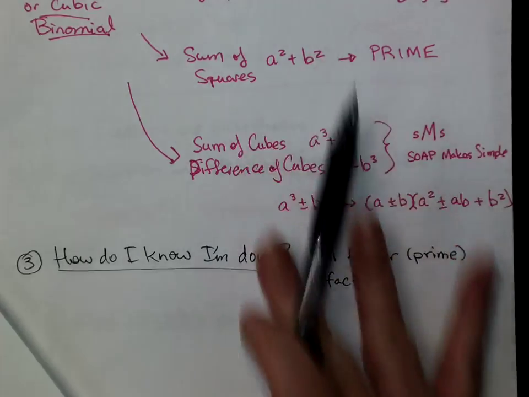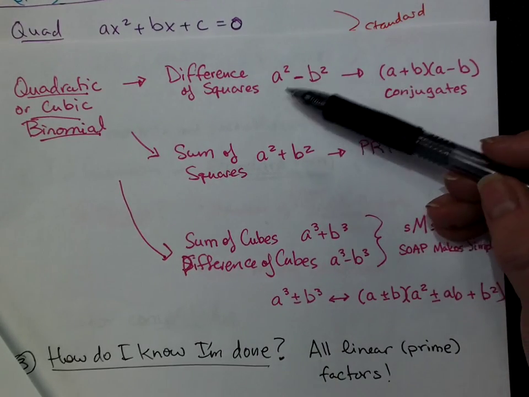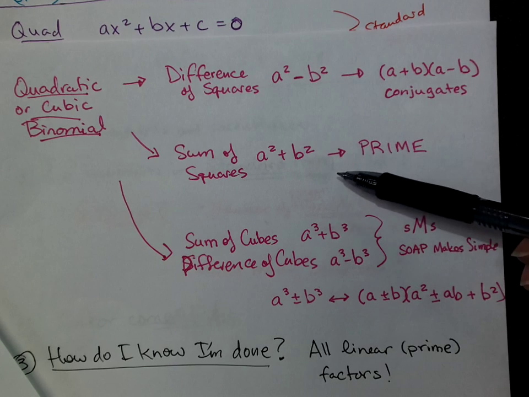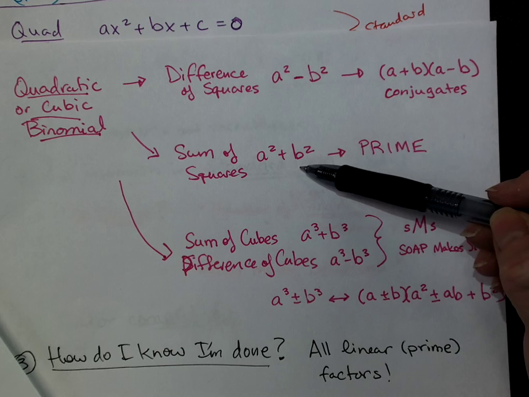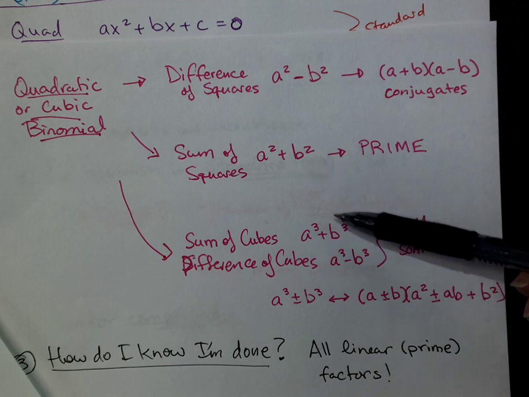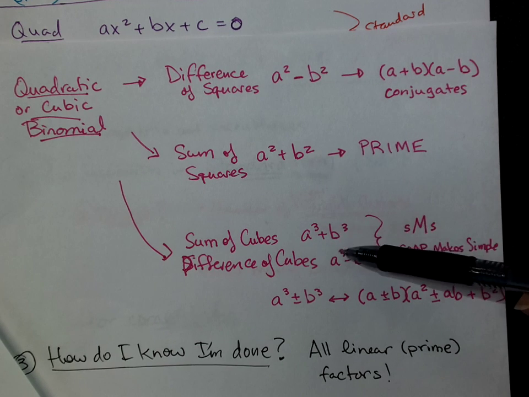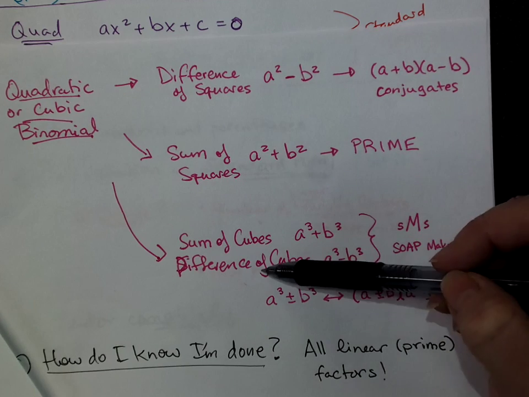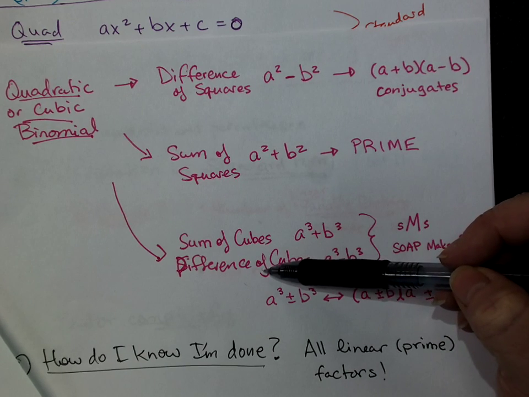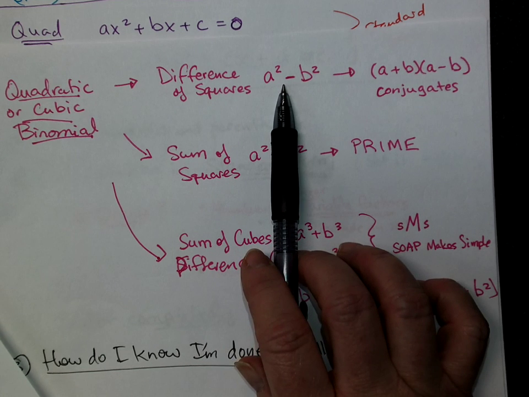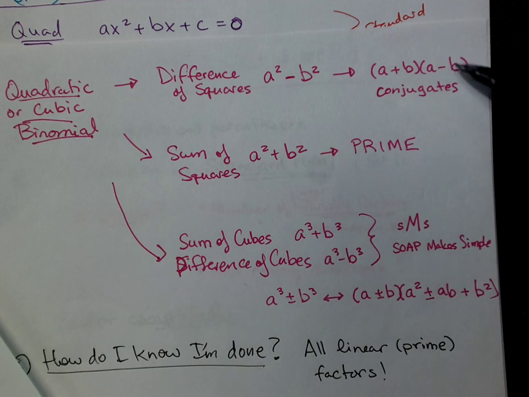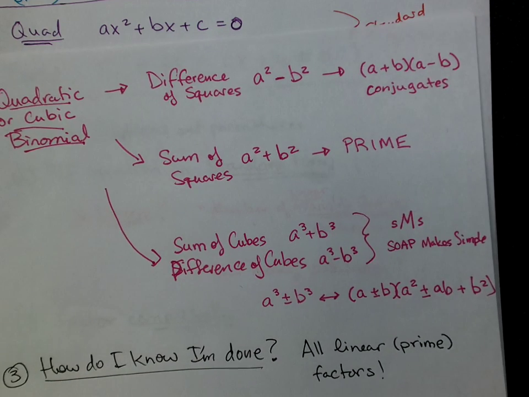Or is it 2 terms? Is it a binomial? If so, is it a difference of squares? Sum of squares would be prime. I'm not going to give you those right now because that would give you imaginary solutions. And I'm not going to give you sum or difference of cubes right now either. You do need to factor these things in the first half of the test. But for the equations, if you have a binomial, you're asking, is it a difference of squares? And if so, it factors into its conjugates. Make sense? Okay?